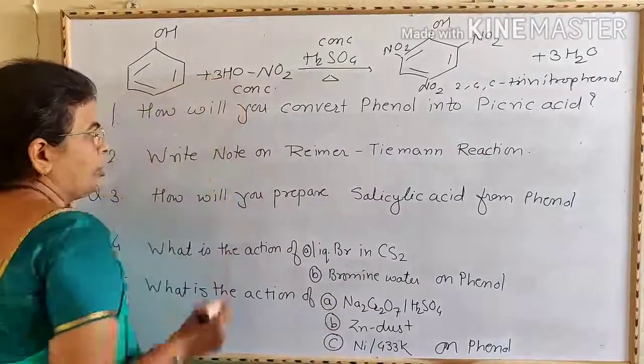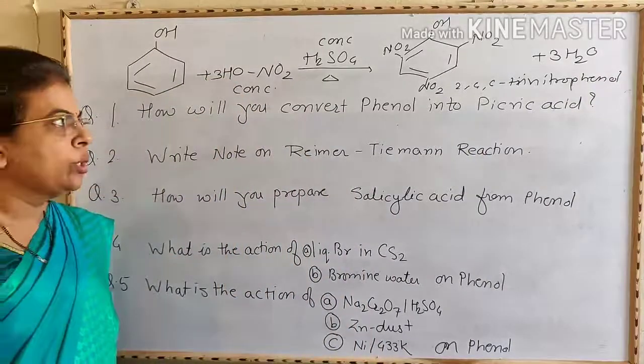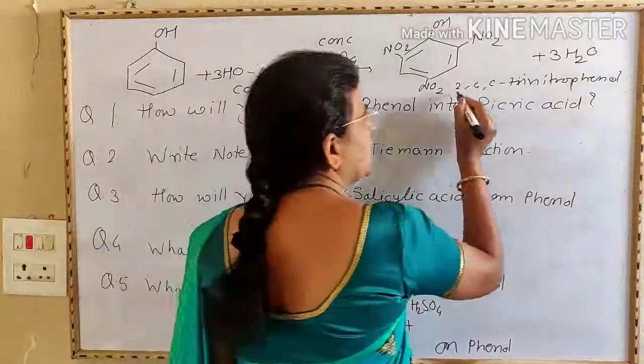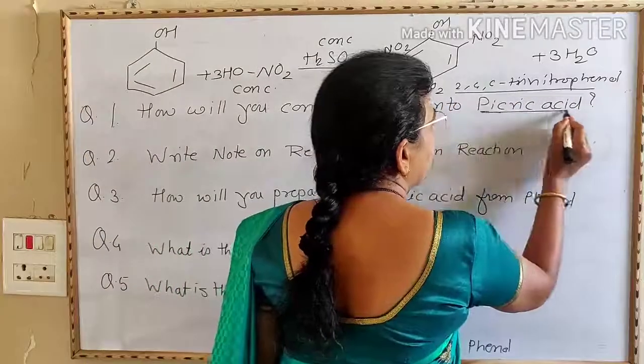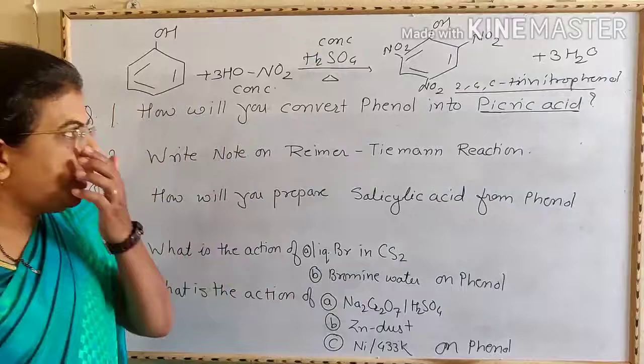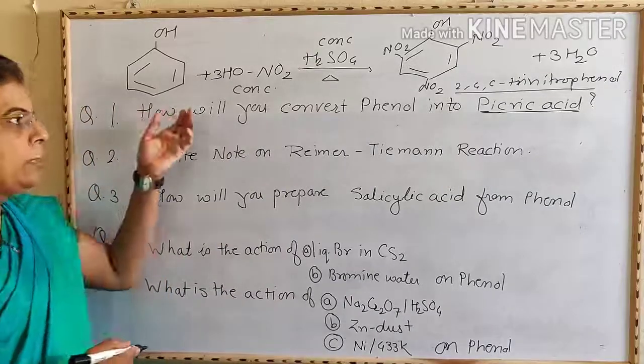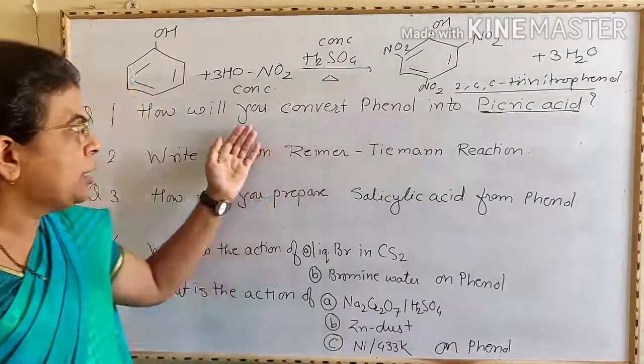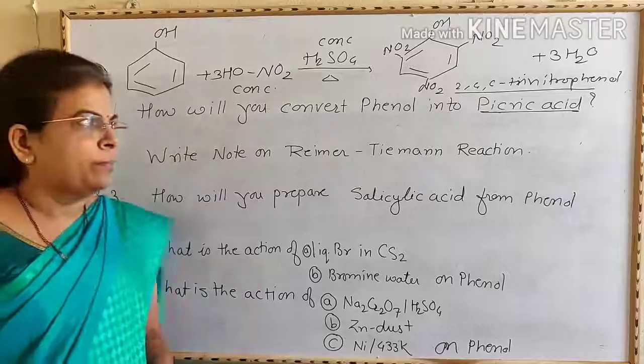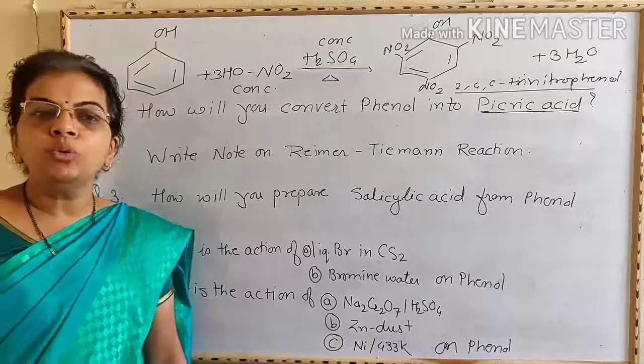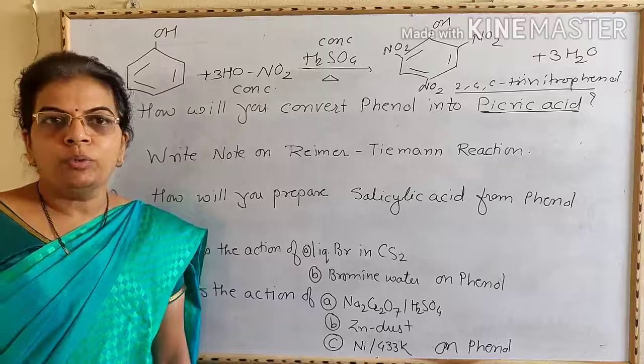Right, here 3 molecules of concentrated HNO3. This 2,4,6 trinitrophenol is nothing but picric acid. In this way we can prepare picric acid by nitration of phenol. Picric acid is used to prepare explosives.